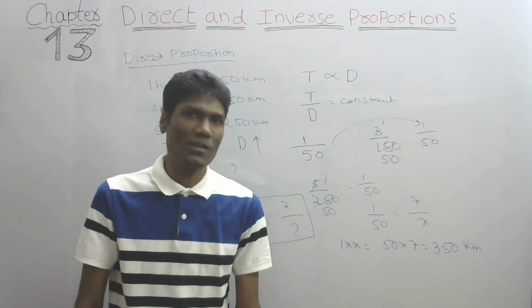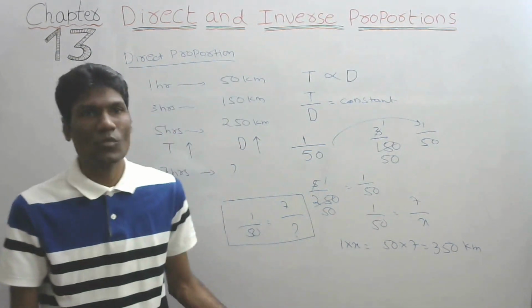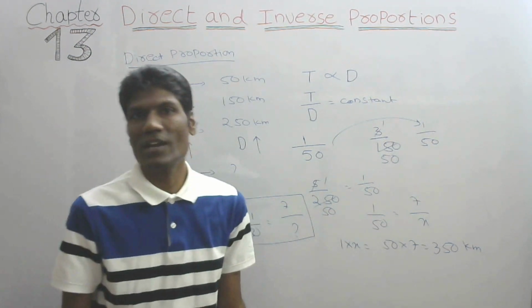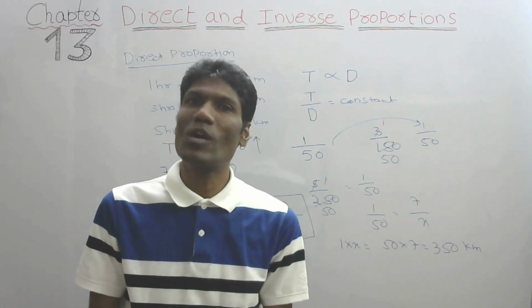So this is how we can find the values if it is known that they are directly proportional. Let us do some questions based on this formula. So let us start exercise problems now.